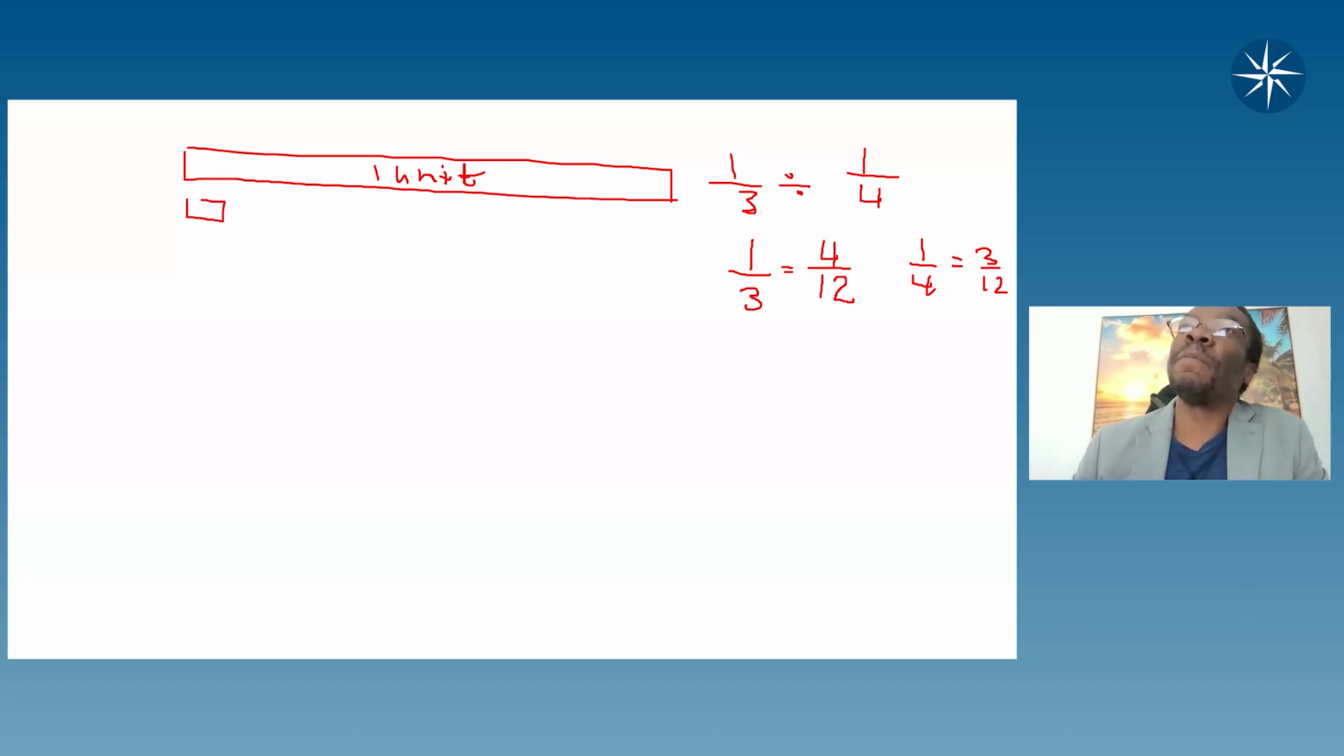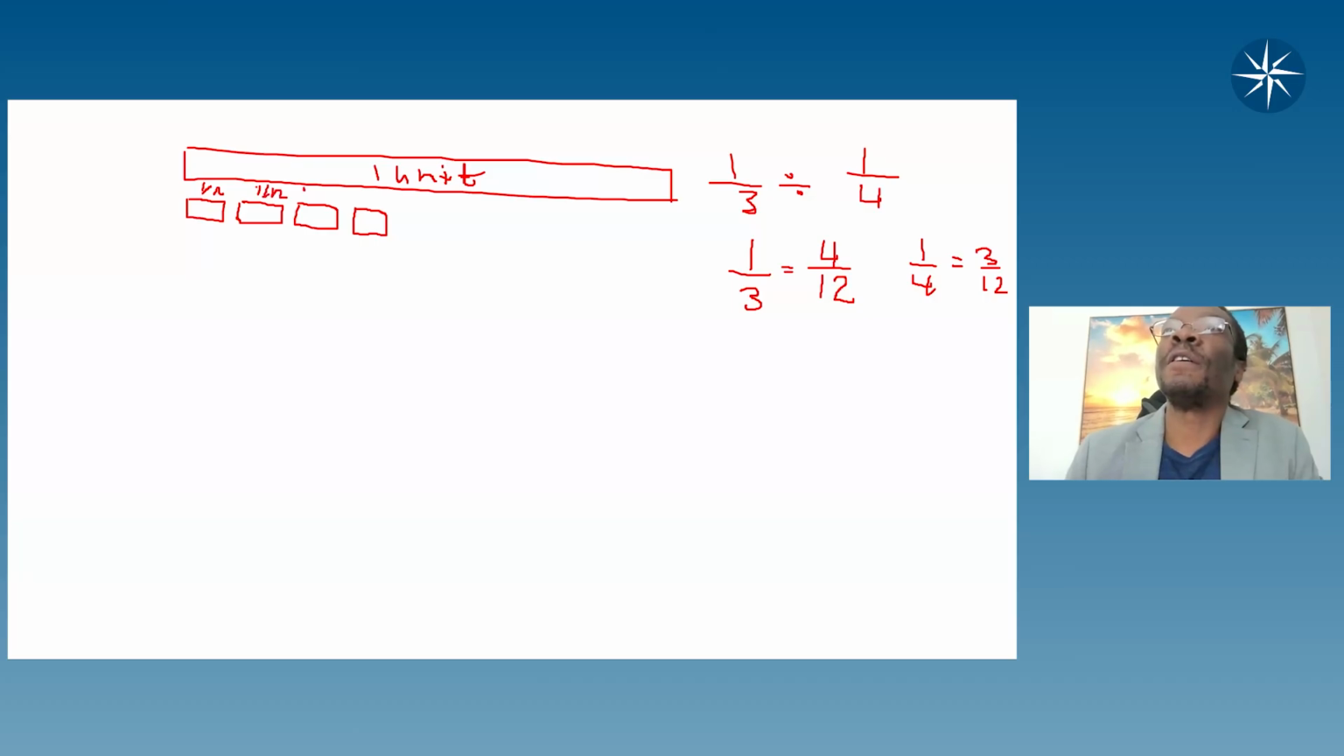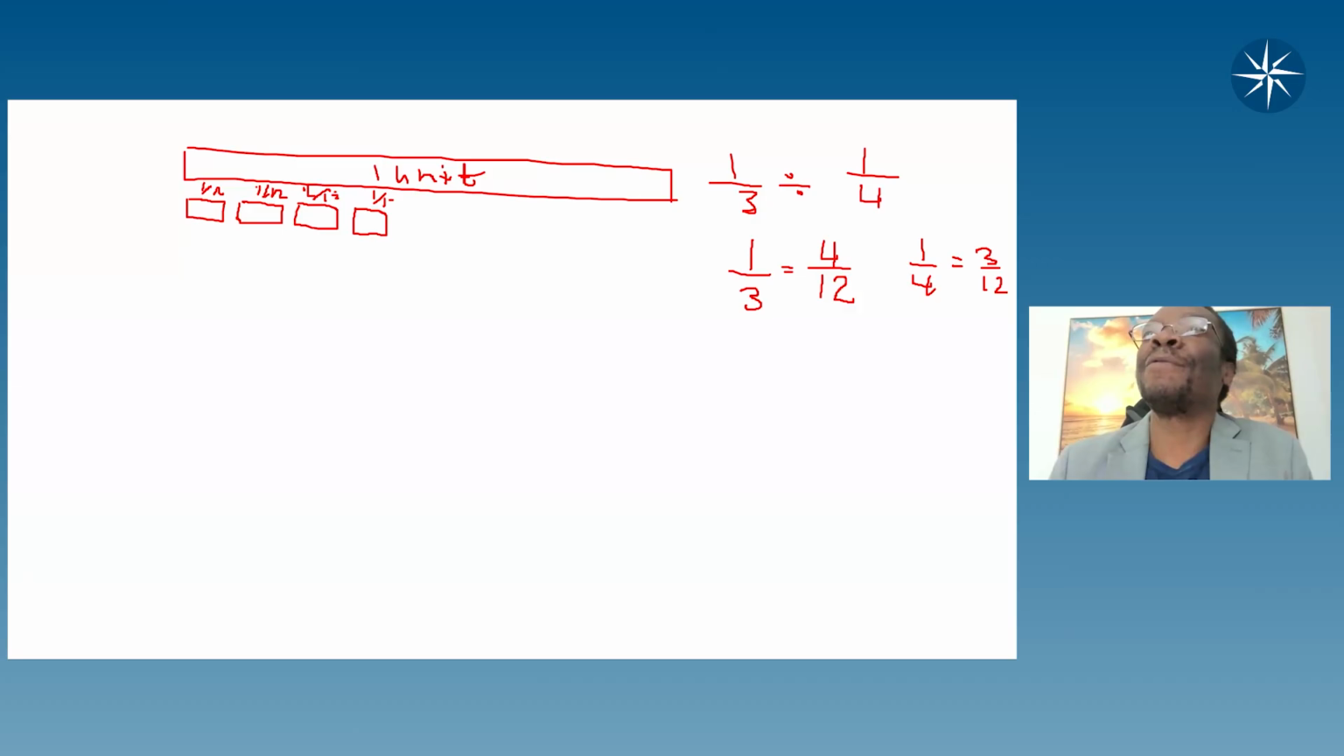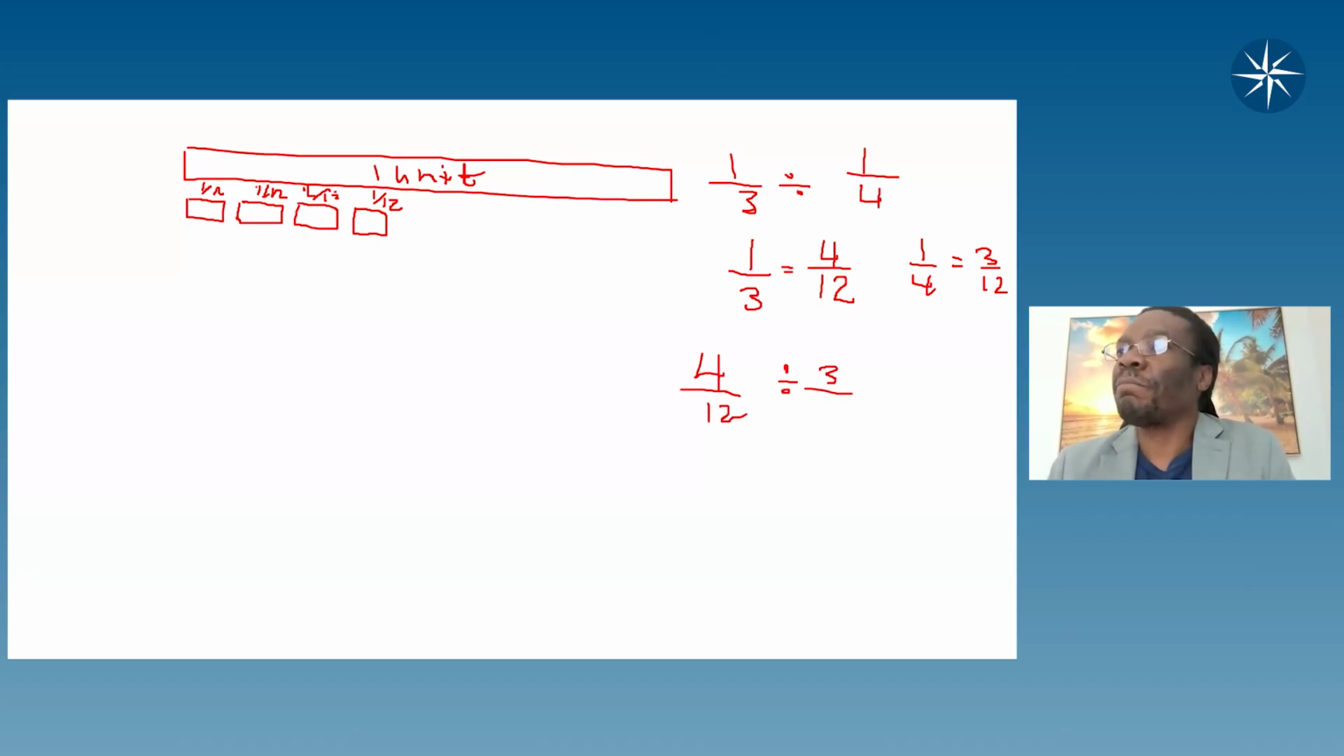So let's break this up. 4/12: 1, 2, 3, 4, and let's just say these are 12ths. 1/12, 1/12. Dexterity is a little poor here, but you get a sense of what we're doing. And the question now becomes, how many? So we have 4/12 divided by 3/12.